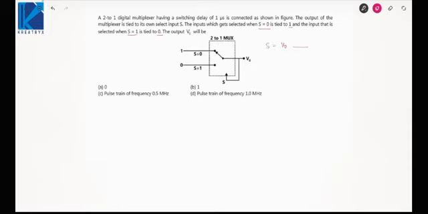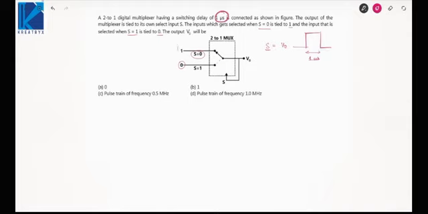Which input will be selected? 1 will be selected, so output will become 1. Now, if V0 becomes 1, select line also becomes 1. So, which input will be selected? This input, that is 0. But the output that will go to 0 will be after 1 microsecond because it has a delay of 1 microsecond. Now, the select line becomes 0.